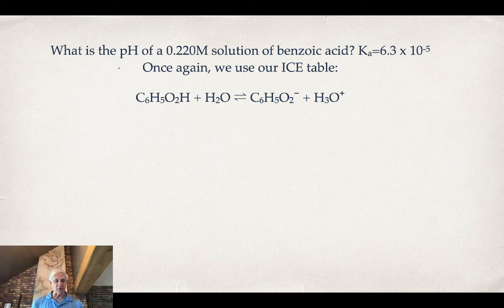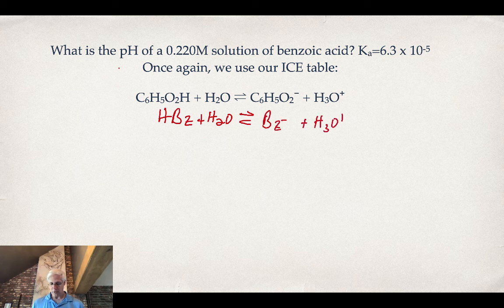Now, if you didn't know what the formula for benzoic acid was, that's fine. You could still do this problem, and I could show you. You could just write HBz plus water goes to Bz minus plus H3O plus. Because the formula of the benzoic acid doesn't really matter.